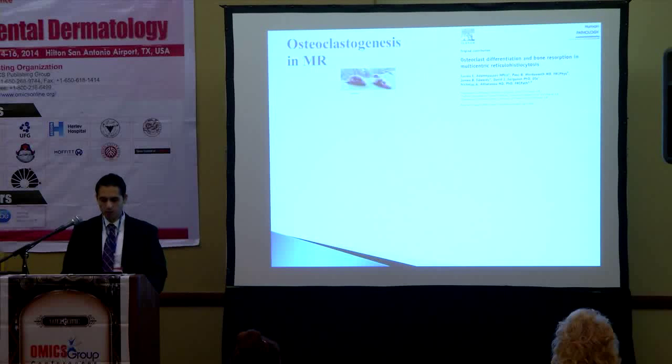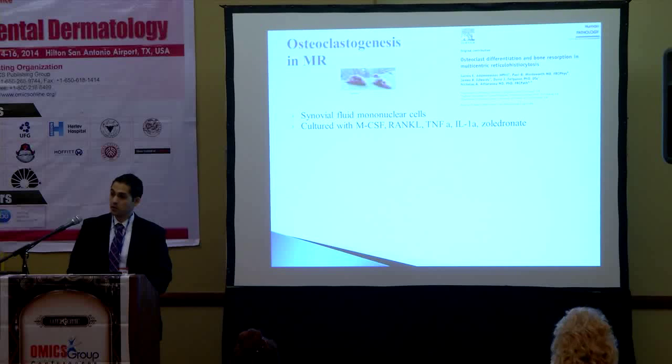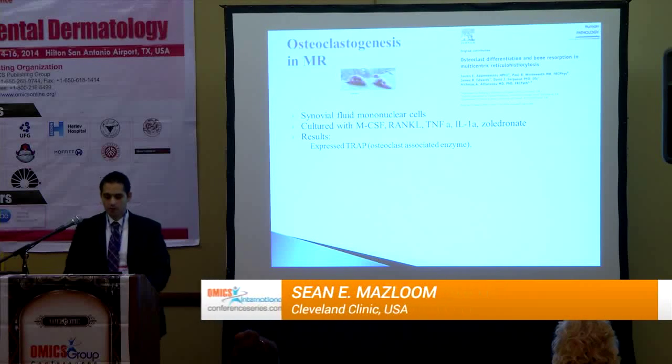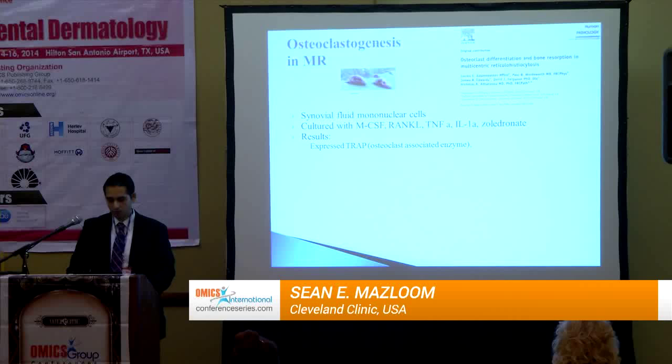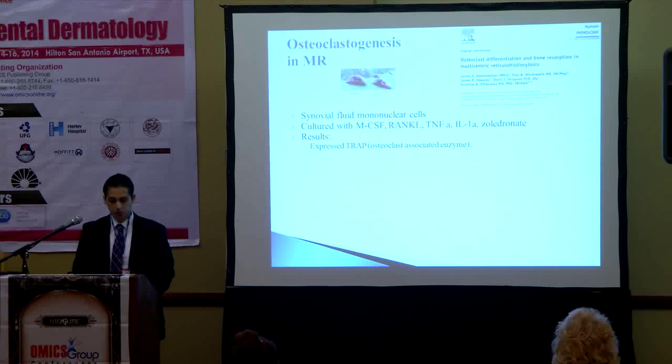Another clever study looked at the direct role of osteoclasts in MR, and what they did was they drew synovial fluid from the knee joint of an MR patient. They isolated the mononuclear cells from that fluid, and they cultured them with various growth factors such as macrophage colony stimulating factor and RANK ligand and TNF-alpha and so forth. These are known to induce osteoclastogenesis. What did they find? They found that after culturing with these growth factors, those cells started to express tartrate-resistant acid phosphatase, or TRAP, which is an osteoclast-associated enzyme.